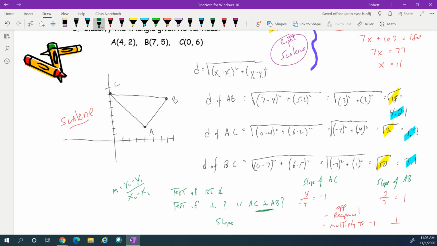So is AC perpendicular to BC? Yes, absolutely. Which means, what kind of triangle do we have? We have a right triangle. And specifically, we have a right scalene triangle. So all that work was first marking period work. Find the distance of 3 different segments. Test if these 2 segments are perpendicular. And when we put all of that together, we found out that those 3 points make a right scalene triangle.